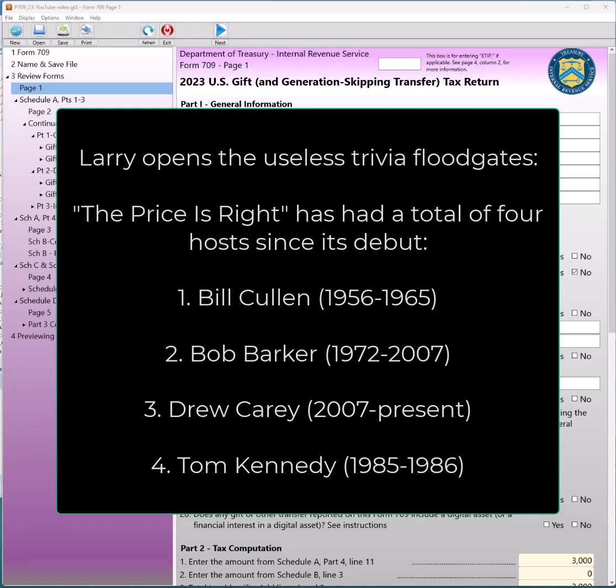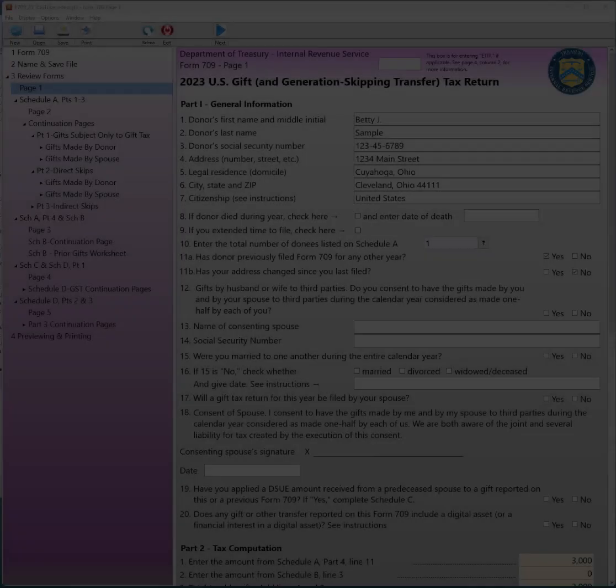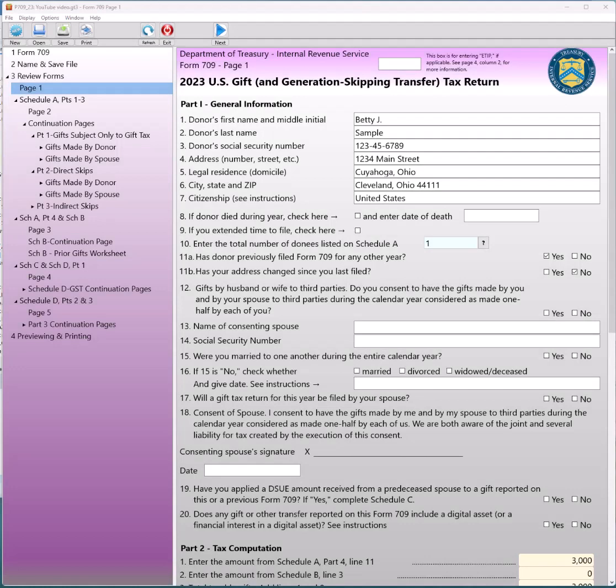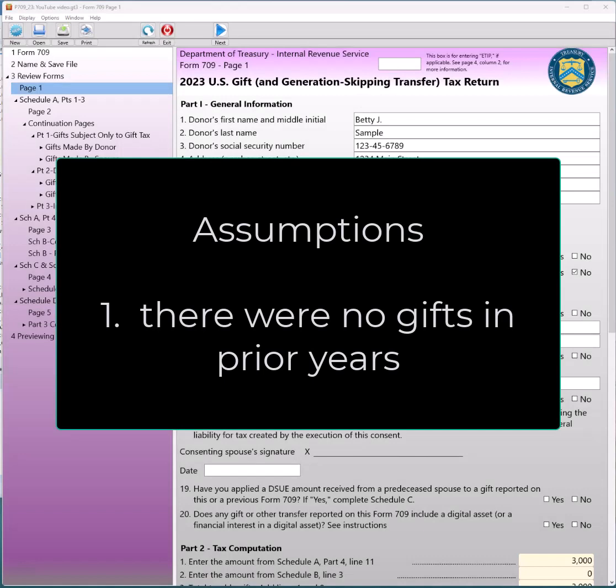Yeah, right. Back to our tax question here. They've got a $17,000 exclusion that'll go against that $20,000 gift. There's $3,000 left over. Is there tax due on that? And here's how we'll deal with that. We're going to assume that there were no prior gifts this year or any other year leading up to this.